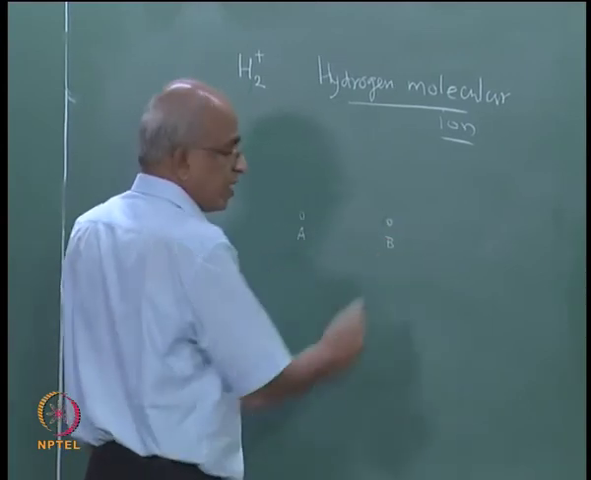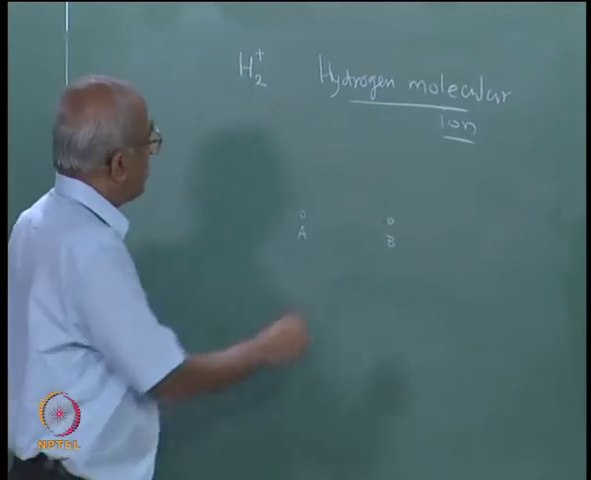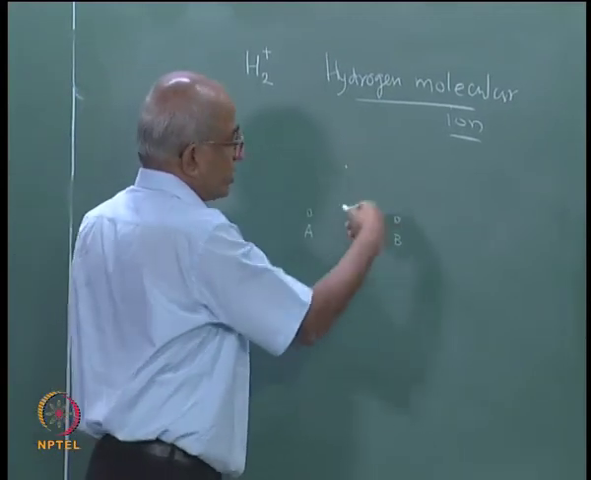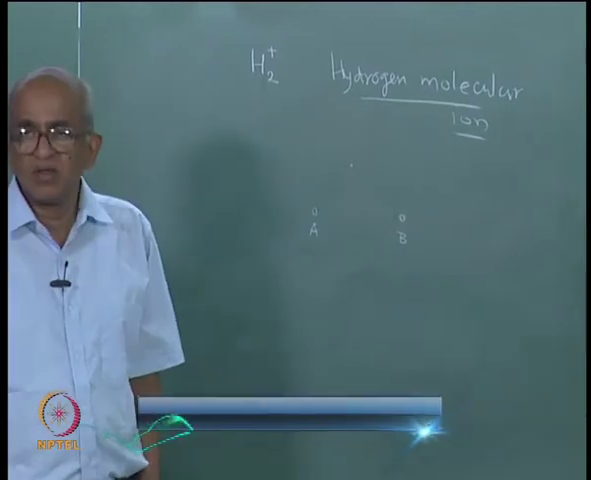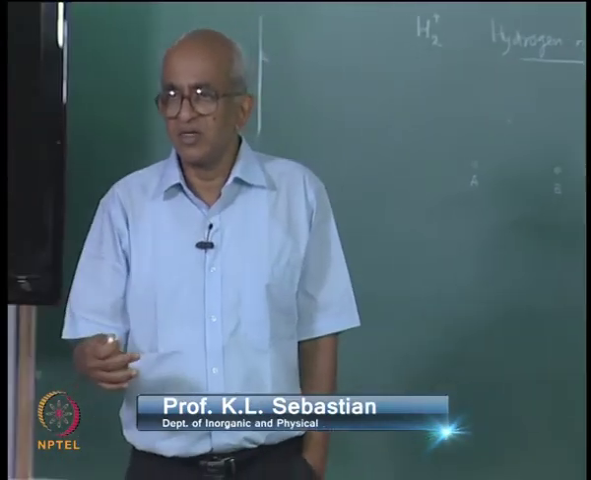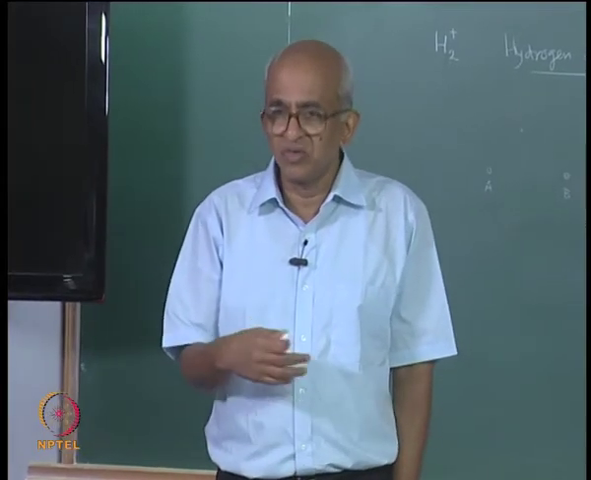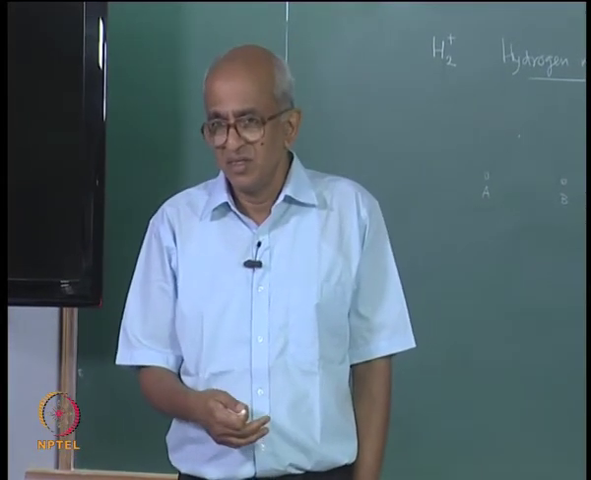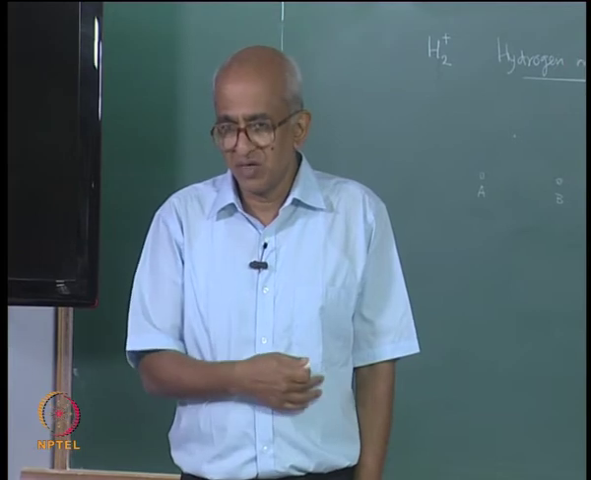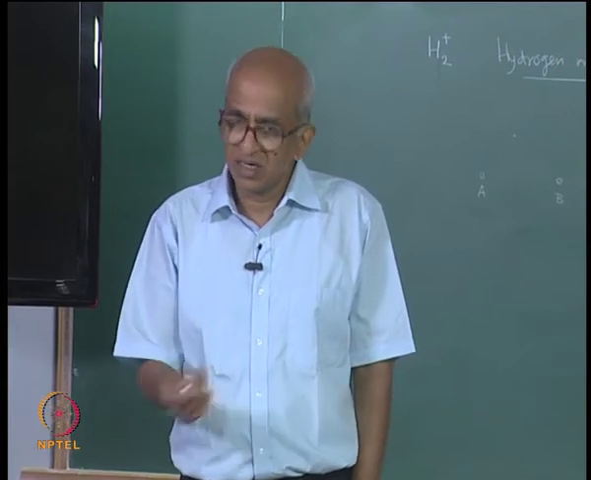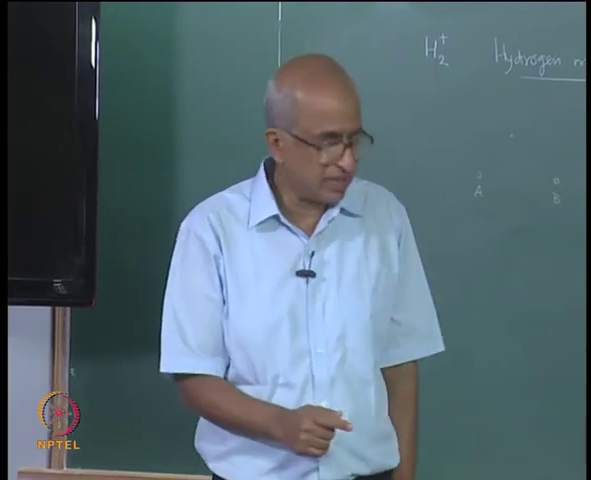These are the two nuclei, and there is one electron which is going around it, and surprisingly this one electron is actually able to hold together the two nuclei in spite of the fact that the two nuclei repel each other. At least in the ground state of this ion, one single electron is enough to hold the system together.